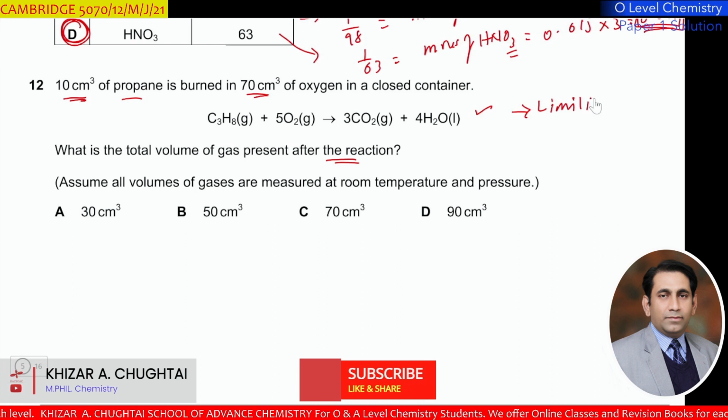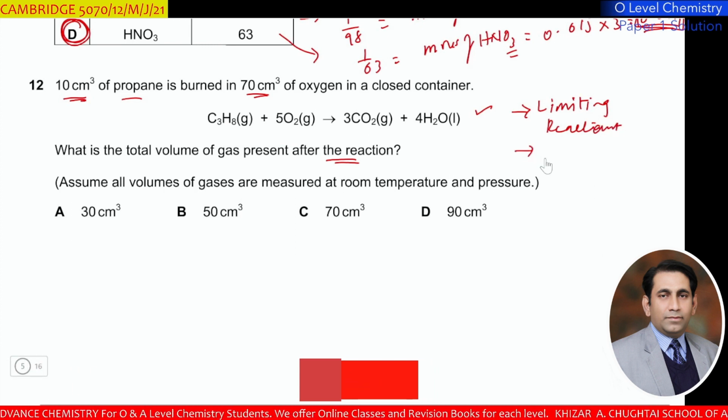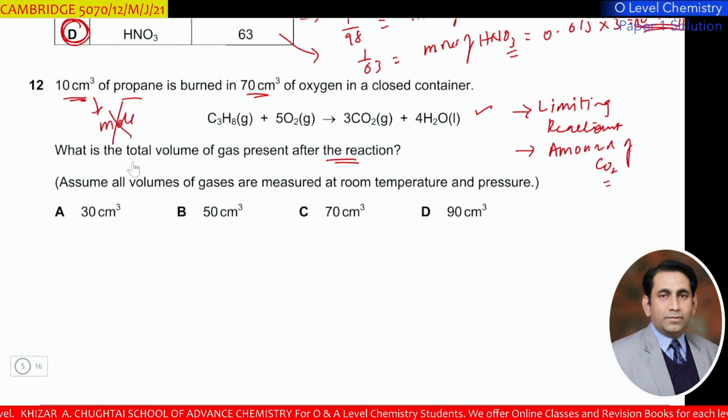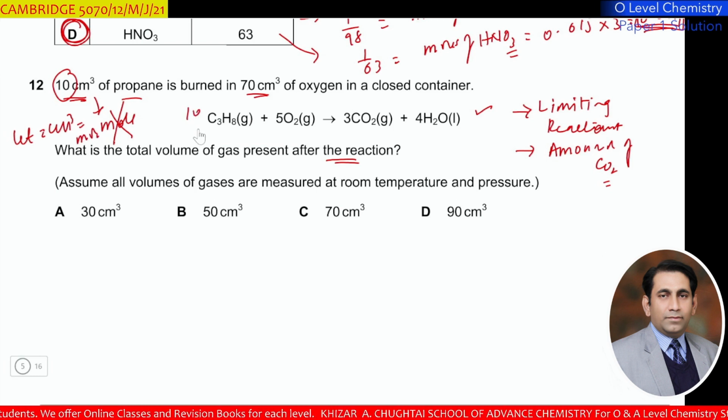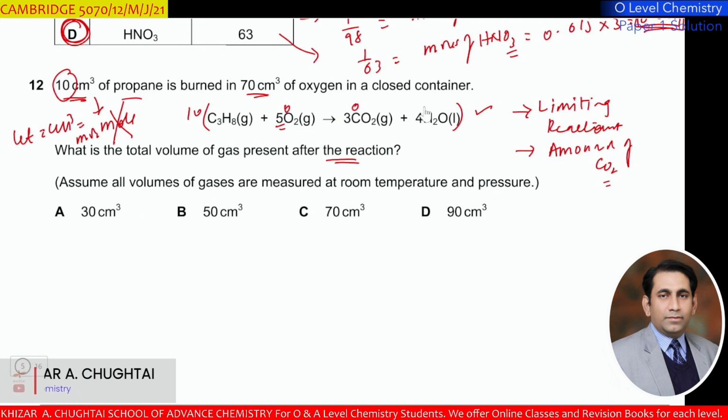Limiting reactant. And second, the amount of CO2 that is going to be formed. I'm going to suppose that volume is equal to moles, so I'm not going to change volume into moles. Let's suppose centimeter cube is equal to mole. If I put 10 here, I'm going to multiply the whole equation by 10. Here will be 50 centimeter cube or 50 mole, here 30 mole, and here 40 mole.